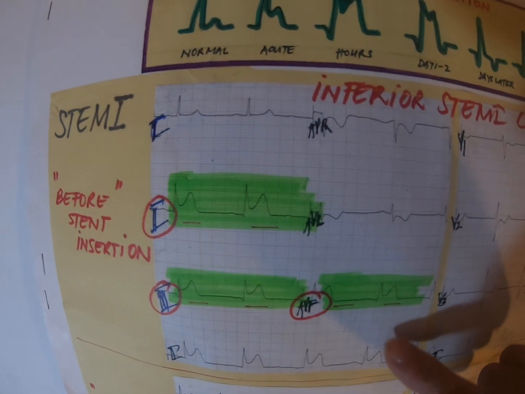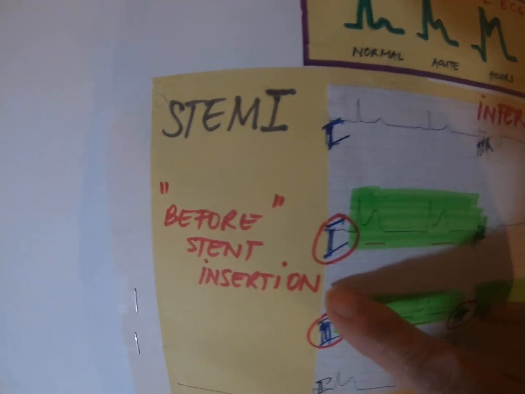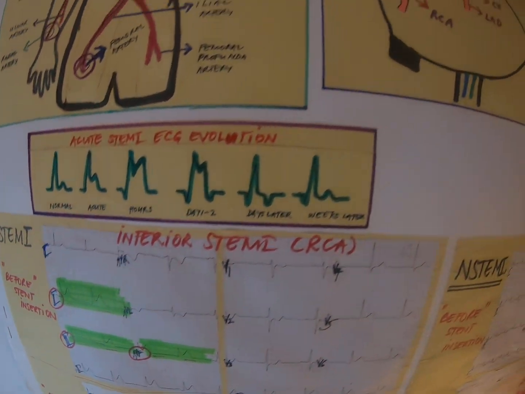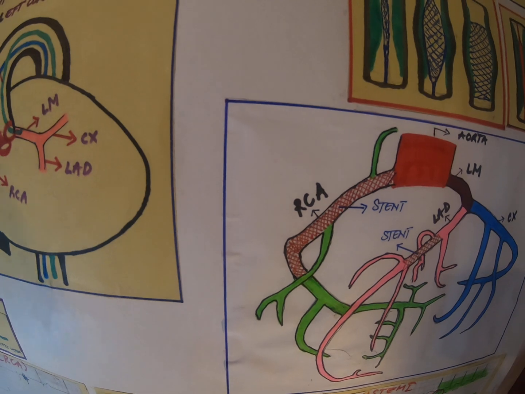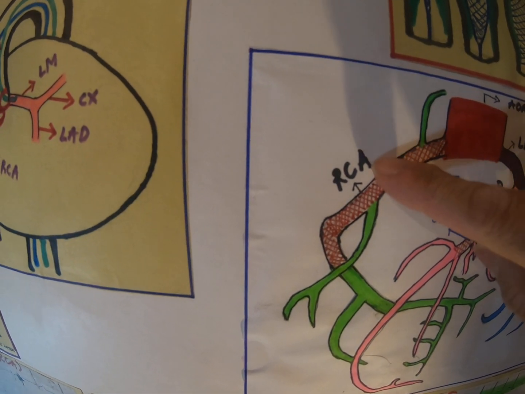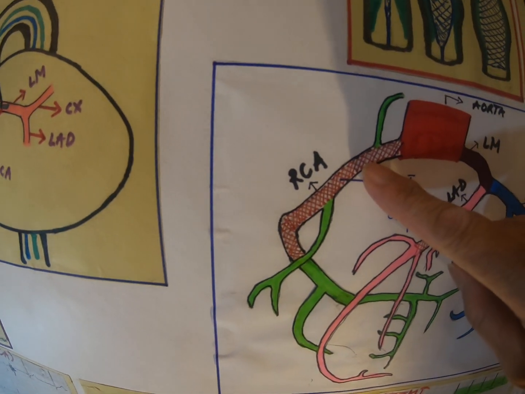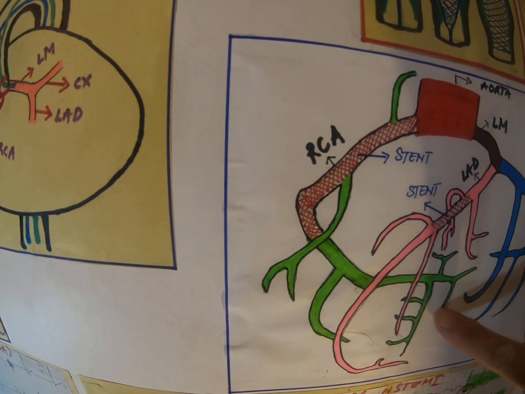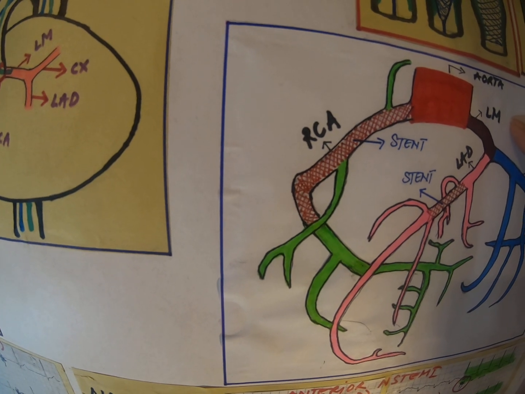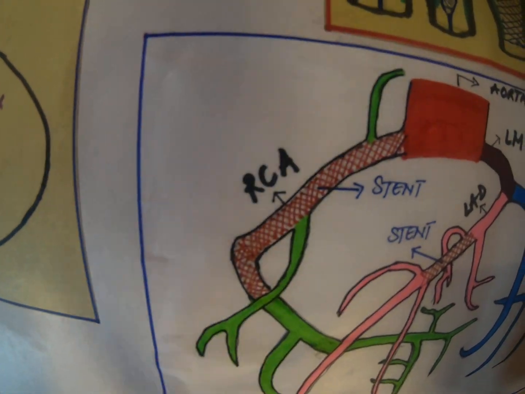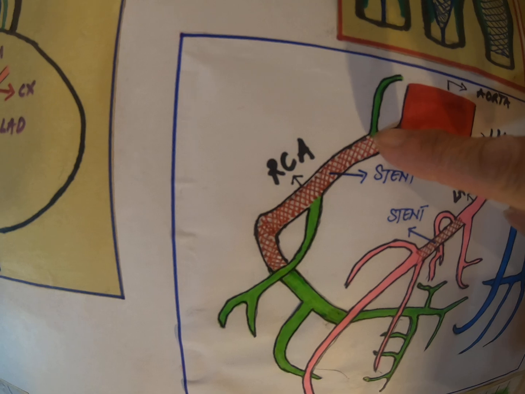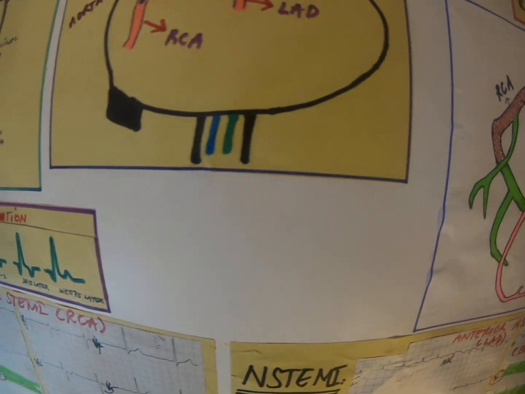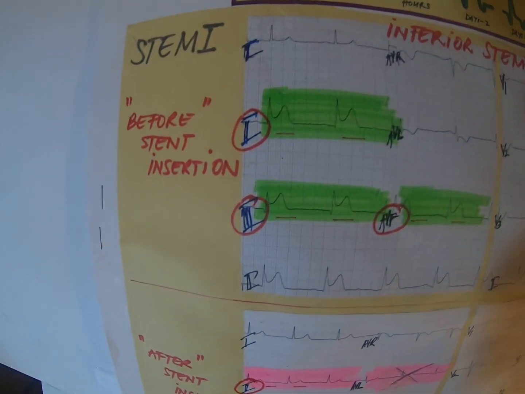In the case of this example here, this inferior STEMI, there is fresh ST elevation in 2, 3, and aVF. That is before stent insertion. The angiogram showed that this patient has a blockage in the right coronary artery, the RCA. This RCA actually supports the inferior part of the heart. In this case, it's a long one, and it looks like the patient has had 3 stents put in. So look what happened after the stent insertion.